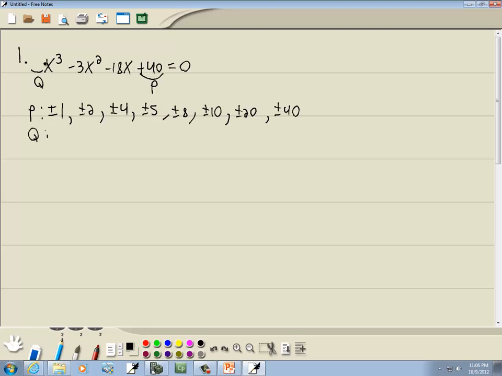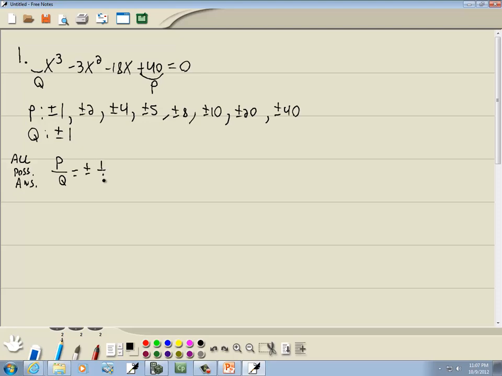Now for the q, since it's the invisible 1, the only thing that gives us that is either 1 times 1 or negative 1 times negative 1. Now all of our possible answers are P over Q. So I take each value of P and put it over the Q.